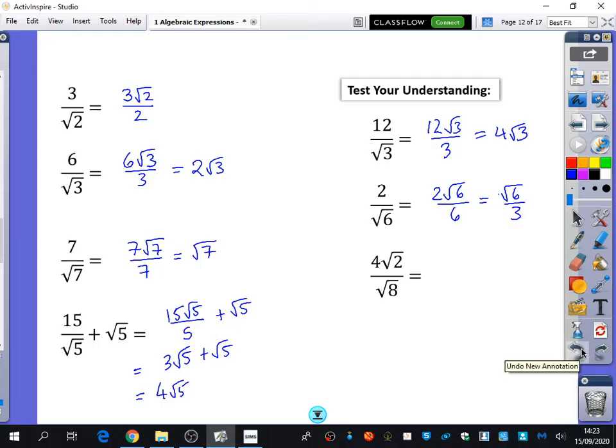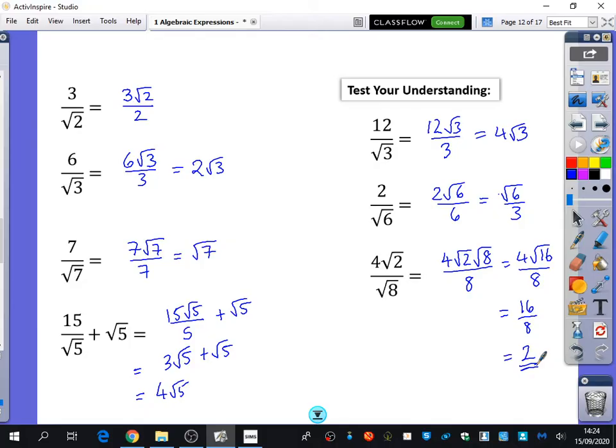And then we've got 4 root 2 over root 8. There's a couple of ways we could go about doing this one. Isma, did you get this one done? Okay, no problem. Did you get this one done, Zainab? Yeah? So you have 4 root 2 multiplied by root 8 over root 8, and so you said it's 4 root 16 over 8. So this is 4 times 4, which is 16, over 8, which is 2. So the answer is just 2.